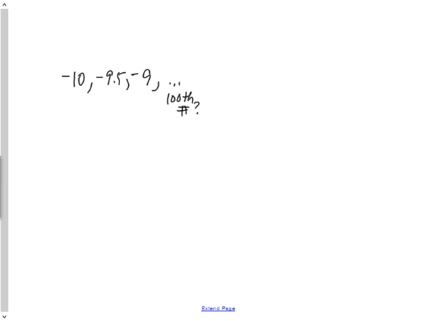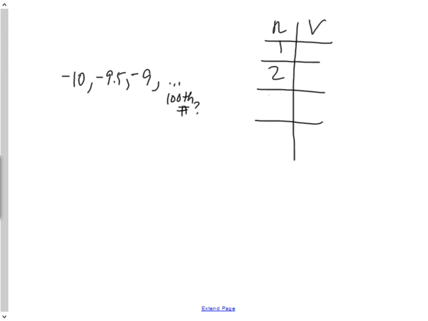Next question comes from your linear relations chapter. What we did in this chapter is if you have a pattern like this, you put n and v. The n stands for the number in the sequence, in this case the first number, the second number, the third number. The first number's value is negative 10, the second number's value is negative 9.5, and the third number's value is negative 9. What is the 100th number would be what is v when n is 100.